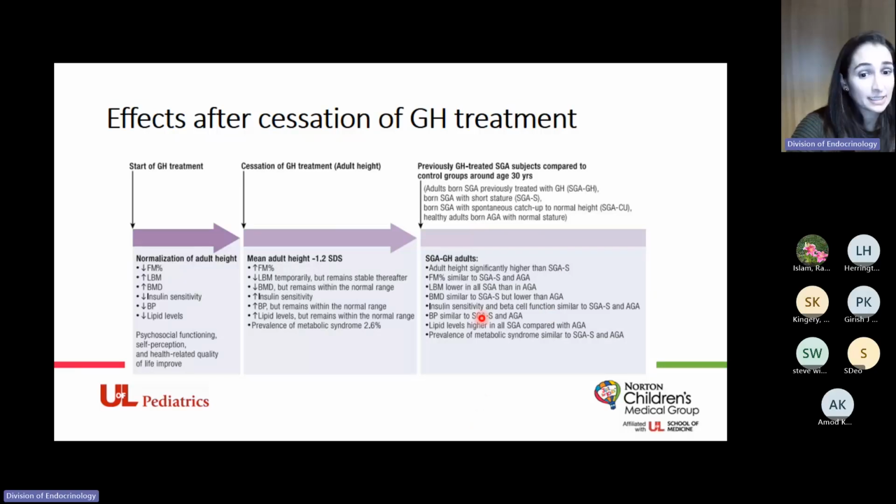Bone mineral density is similar in those that were treated versus not treated, and it is a little lower compared to babies that were AGA. Insulin sensitivity and beta cell function is similar to SGA not treated with growth hormone, and those that were AGA as well. Blood pressure is similar. Lipid levels overall are higher in all the patients that were born SGA versus those that were born AGA.